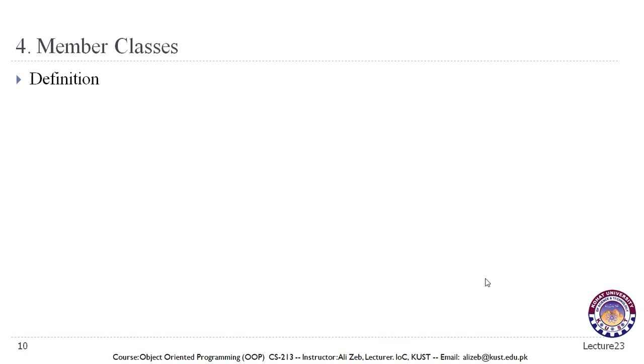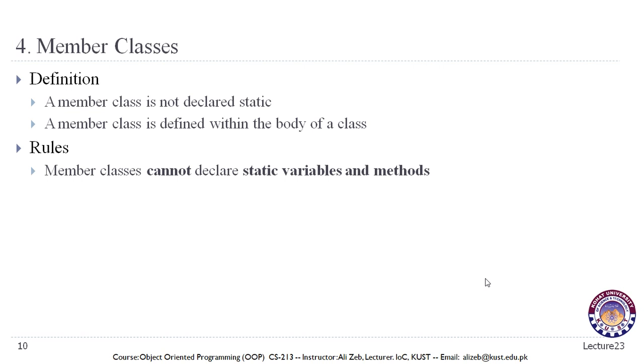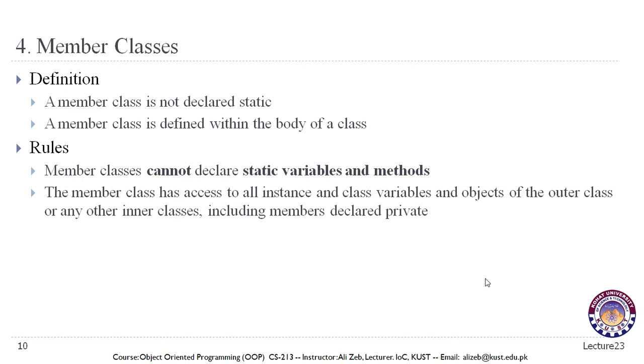Member classes: if we want to define a member class, it is not declared static. A member class is defined within the body of a class. The rules for member classes are: member classes cannot declare static variables and methods. So we need to remember that a member class cannot declare static variables and methods.